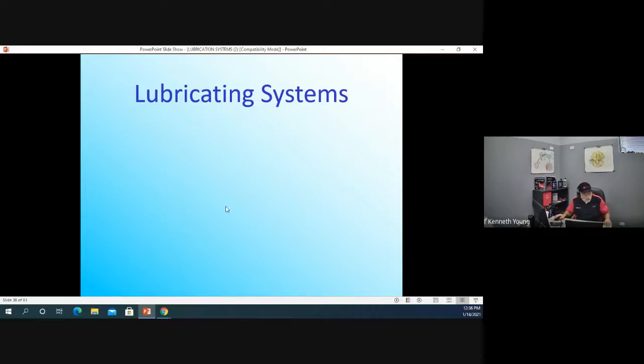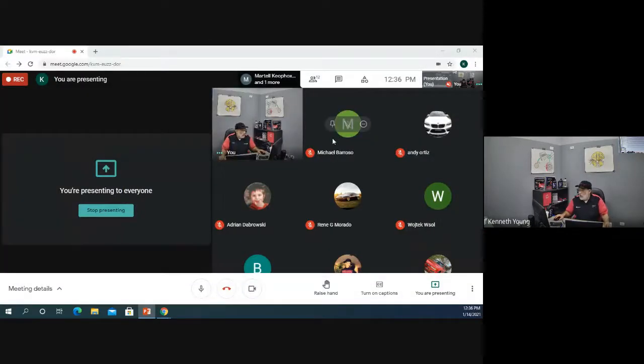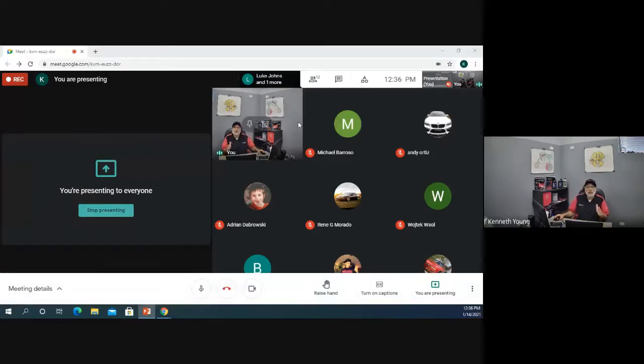Next topic would have been lubrication system, studying this. All right, let's switch the cameras around here and go find out our little experiment. I'm going to do it exactly the way you guys said to do it, and then we'll do it the way the bottle says to do it. And we're going to see which way works best.